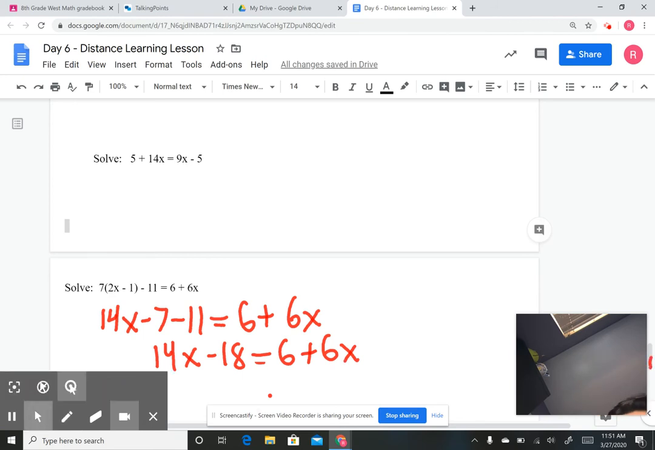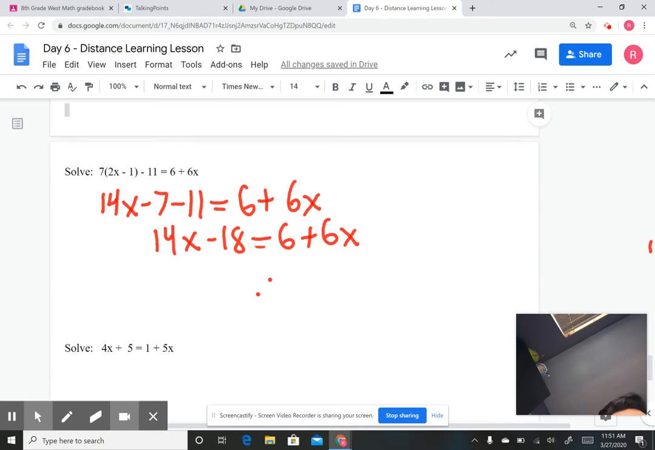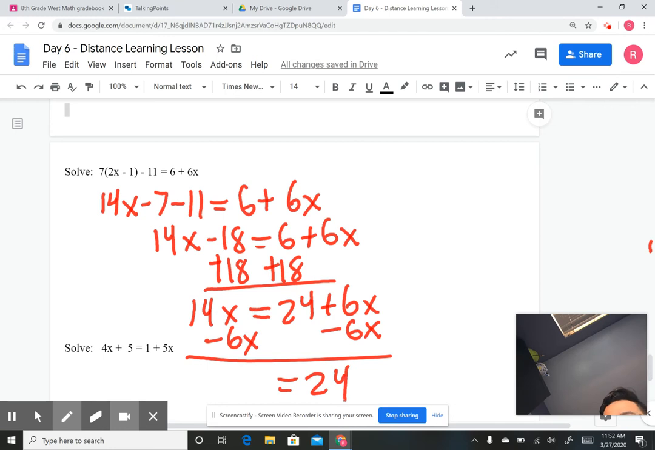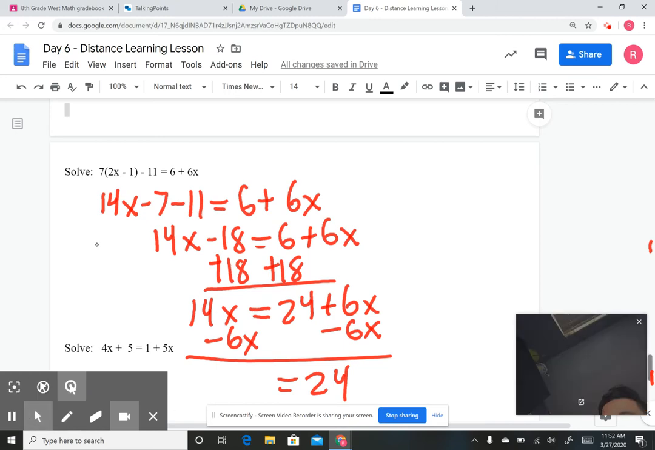And then we're almost there. So now it kind of looks like the problem above. So we're going to add the 18 over to make it a two-step equation. So we're going to have 14x minus 18 plus 18 is 0. 6 plus 18 is 24 plus 6x. And now from there, we're going to subtract the 6x. And it's going to be left on 24 on this side.